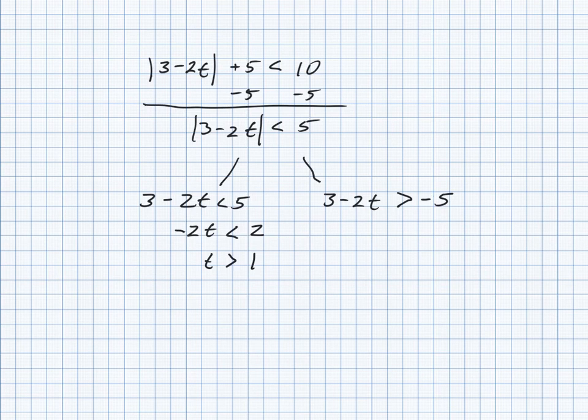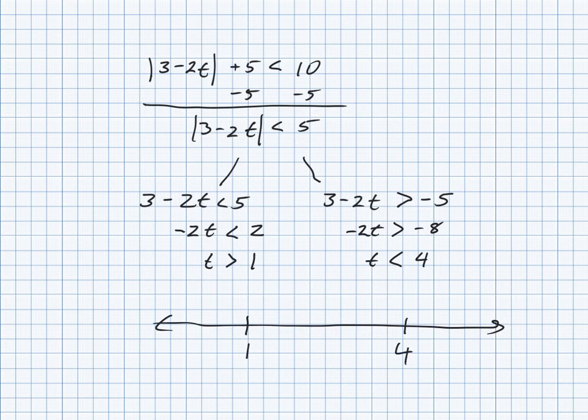The next one, I subtract 3 from both sides. I get negative 2t is greater than negative 8. And I divide by negative 2 again. Flipping the sign, I get t is less than positive 4. This happens to be a conjunction, and as you'll see in a moment, it makes sense that it's a conjunction. You're going to see a graph that looks really familiar. You graph the 1 to the left, you're going to graph the 4 to the right, and we're looking at all numbers bigger than 1 and less than 4.